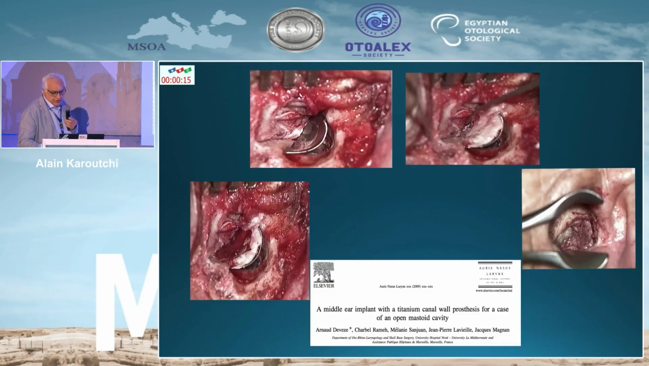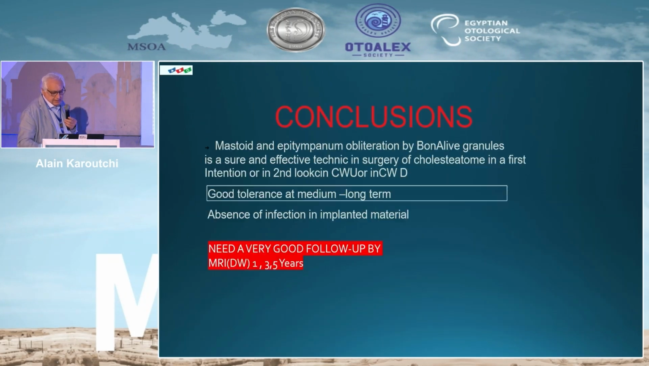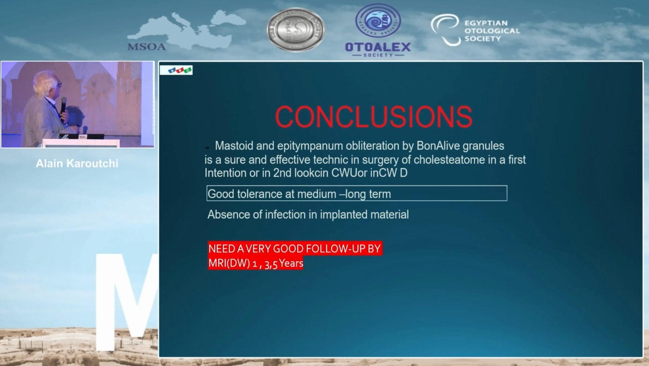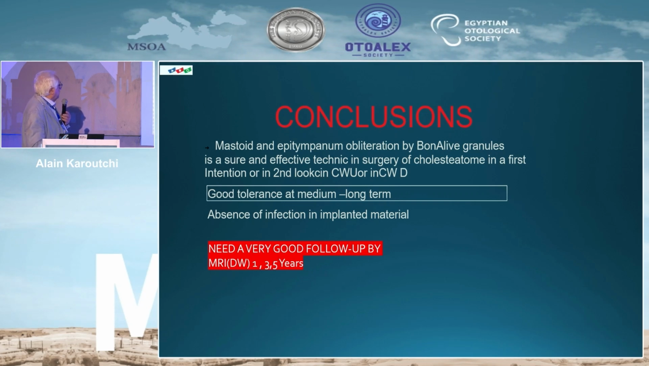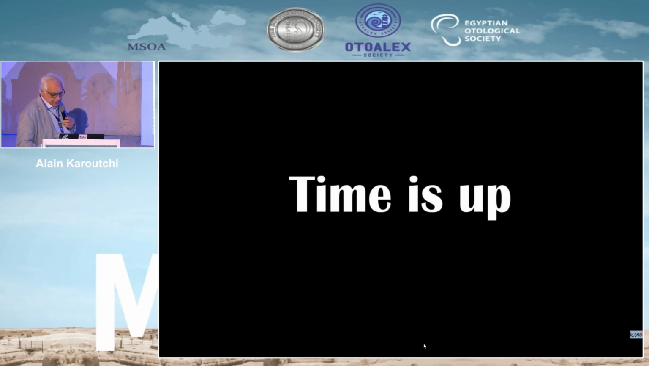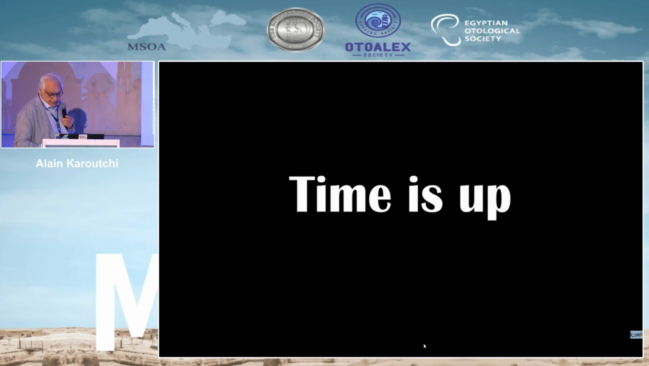So I finish. Well, it's not necessary to go faster. The technique that I do is a sure and effective technique. I do it more now in first insertion, and you have a good tolerance. But of course, you need to have a very good follow-up by MRI. And I do it at 1, 3, and 5 years. Okay.